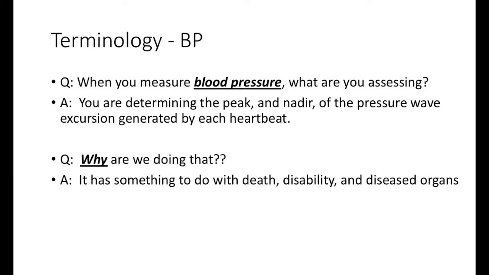So I thought I would start with just some terminology to make sure we're all on the same page when it comes to blood pressure. So when it comes to blood pressure, what are we actually assessing? And the answer is we're assessing the excursion around the pressure wave. We're not actually looking at any qualifications or components of the pressure wave itself. We're simply looking at the top of the wave and the bottom of the wave. And why we do that is because it has something to do with death and disability and diseased organs. The World Health Organization took hypertension from number 4 in 1990 to number 1 in 2010 as the single most important phenomenon associated with shortened life or living with a disability such as a heart attack, heart failure, stroke, etc.